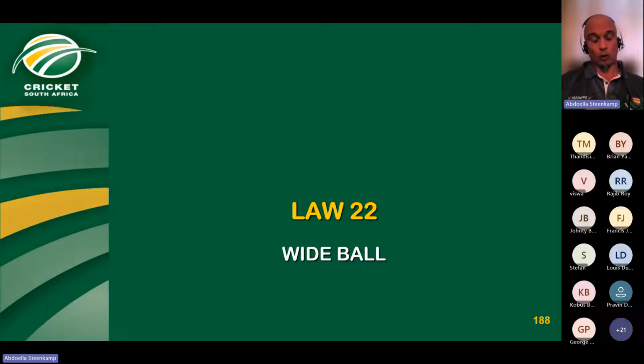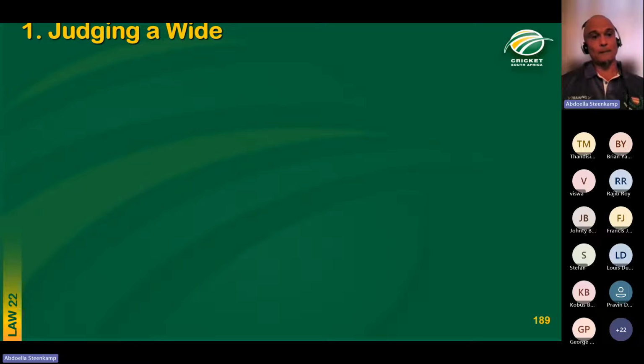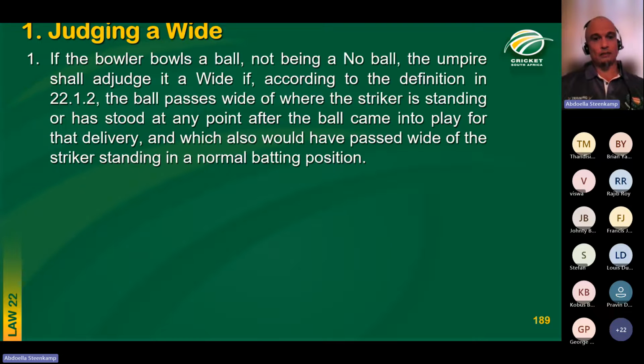What we're covering tonight is the wide ball, how the laws of cricket interpret the wide ball, and what the definition according to the laws of cricket is of the wide ball. So according to the laws of cricket, and in specific red ball cricket, and I'll use a Test match as an example: if you see Test matches, you will not see those white lines or wide lines drawn on the pitch. So how do you judge a wide in red ball cricket according to the laws of cricket? It is the striker standing in a normal batting position, and then the laws say the ball passing wide of the striker standing in a normal batting position.